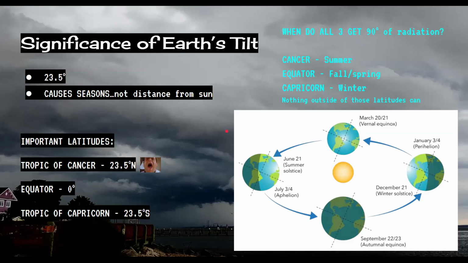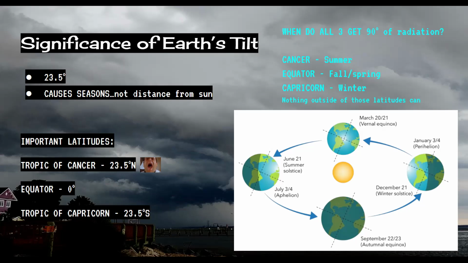Well, what causes seasons? More people than not actually think that it's because of the distance that the Earth is from the sun on its orbit. That is incorrect, because you might not know, but the Earth is actually closer to the sun in winter. So that's not the reason. The reason is the Earth's tilt.